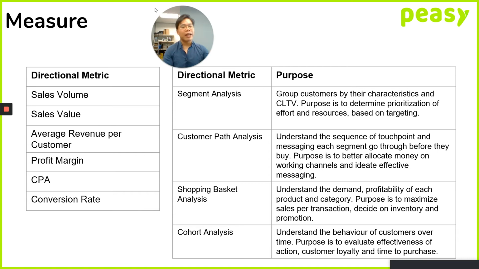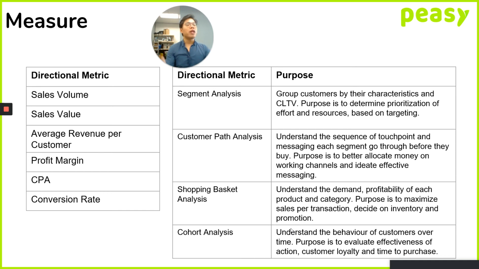To do that, you need an insight metric. And to get an insight metric, you will do a minimum of four different types of analysis, right? The first, we call it segment analysis, where you analyze groups of people. You group customers and users on your website based on their profitability.